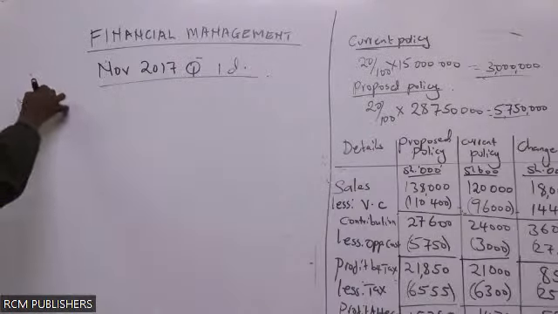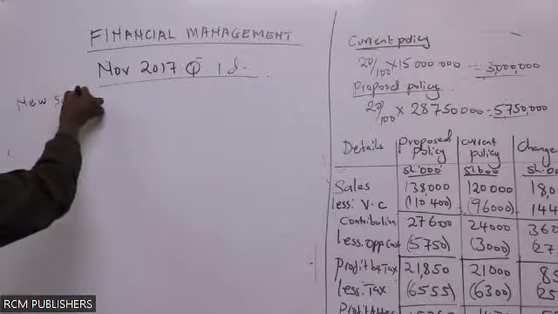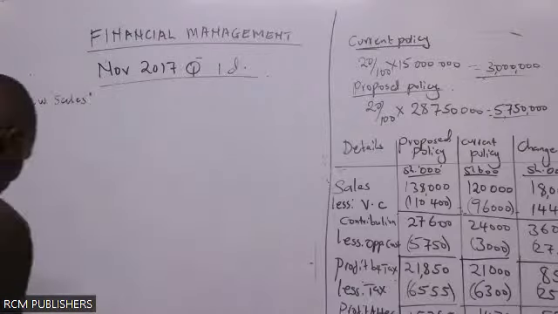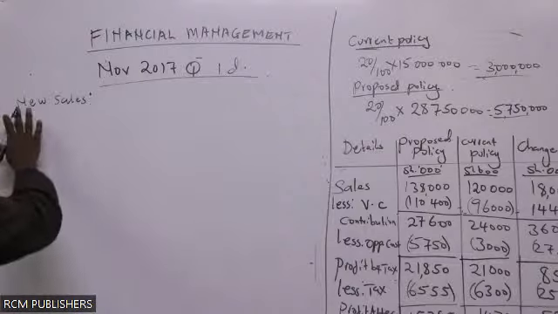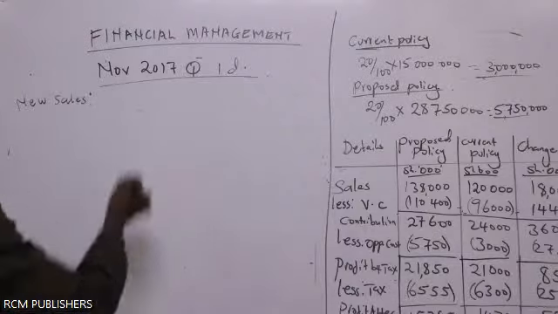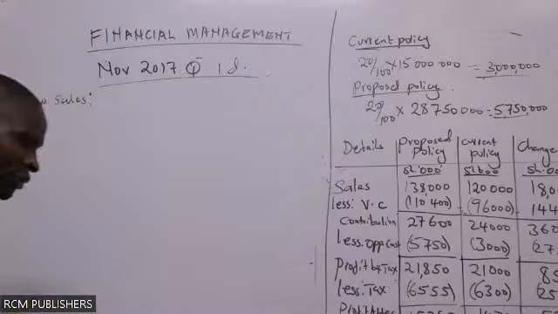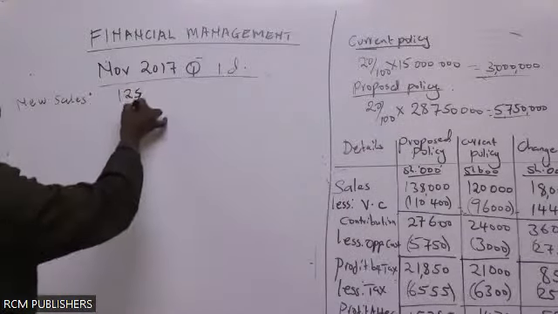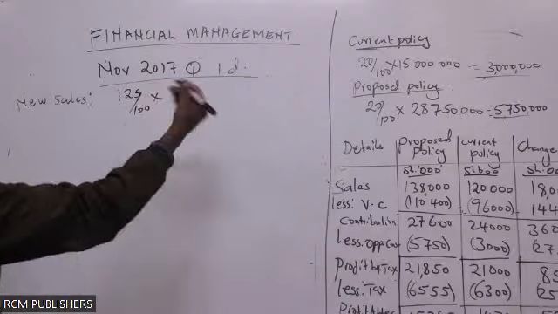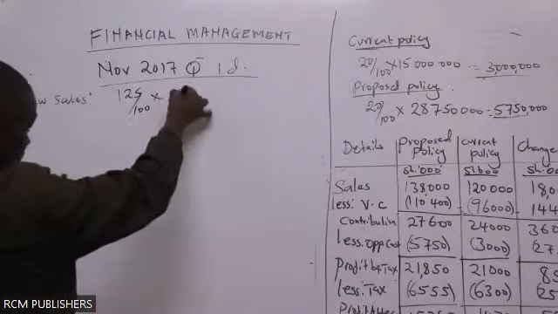New sales. Be patient, new sales. The procedure is just that. You must first get the new sales under the credit policy. So what are the new sales? We are told it increases by 25%. So I'll be having 125% over 100. You can use any root of 12 million.